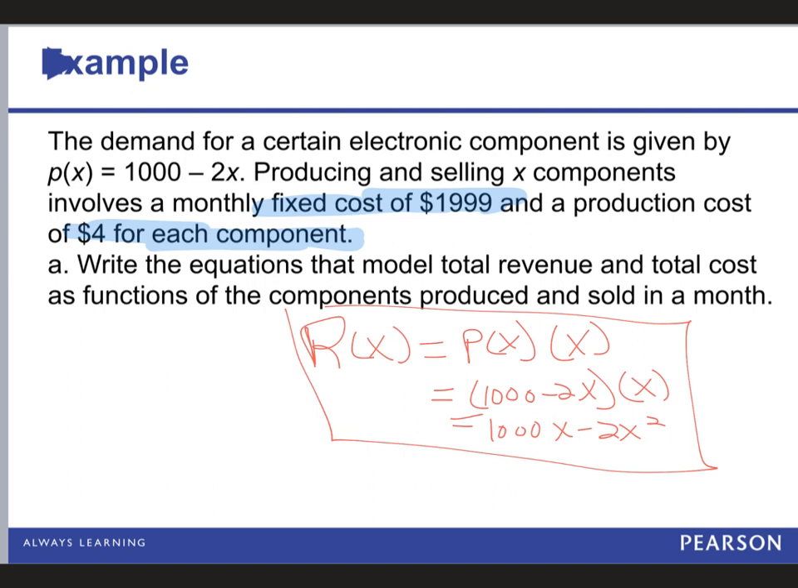Well, the total cost, the cost function, C of x, is going to be those two pieces put together. So it's $4 for every unit. I'm making x units, so it's going to be 4x. And then I'm going to have my fixed cost, which is 1,999. So this is the cost function, 4x plus 1,999. So we have our revenue and our cost.